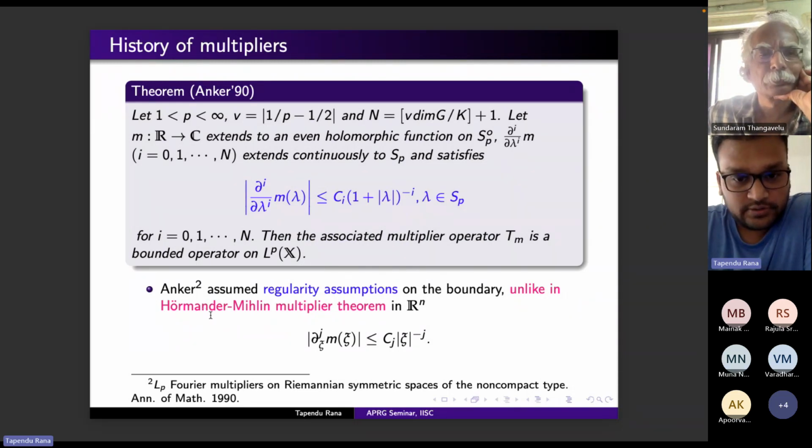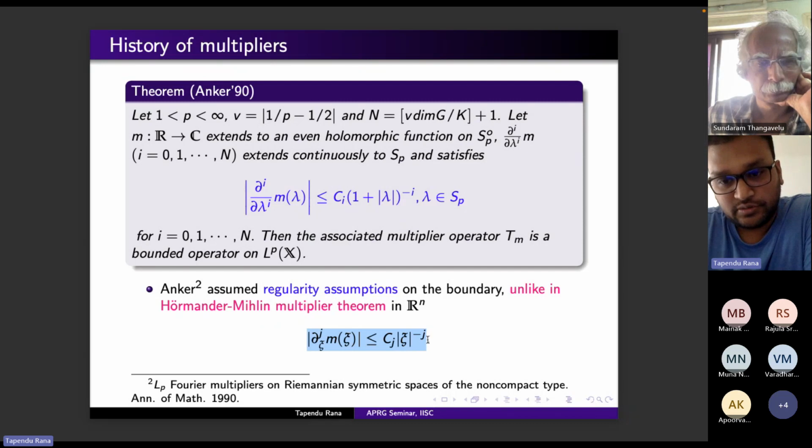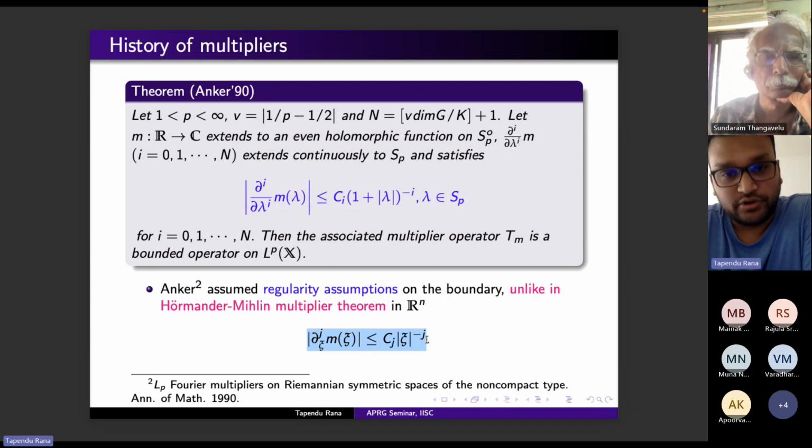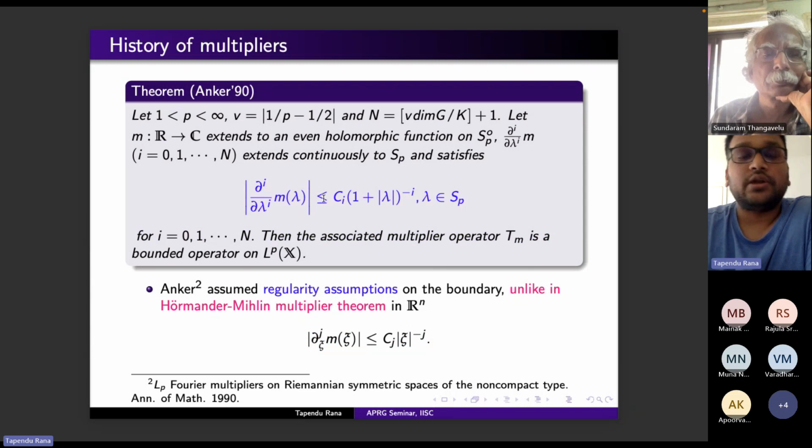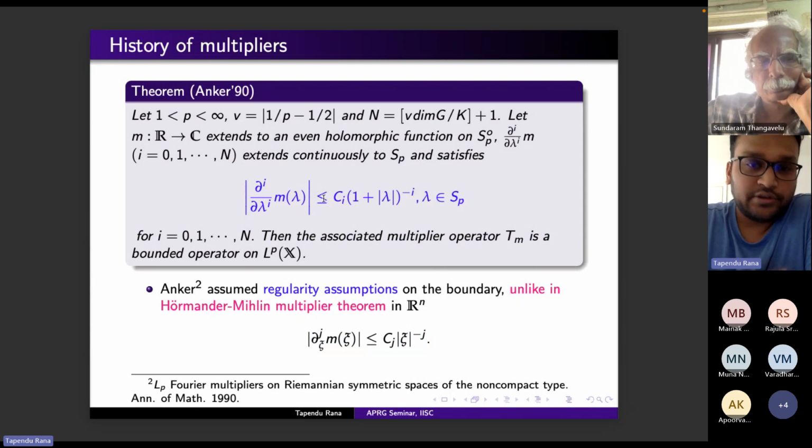In the setting of Rn, if the multiplier satisfies this kind of condition, where the derivatives of m are allowed to have a singularity at xi equal to 0, still the Tm is LP bounded. But here, if you observe this Anker condition on the multiplier, you cannot allow the derivatives of m to have a singularity at any point on the boundary of S_p.